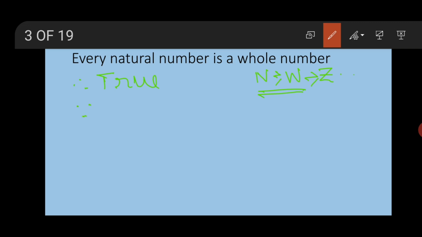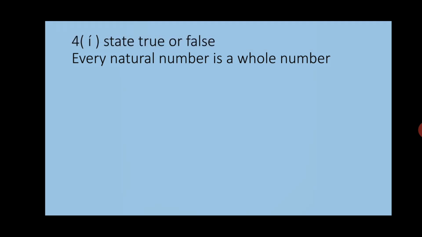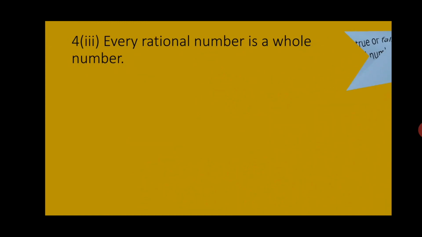The given statement is true because the reason is what? All natural numbers are whole numbers. But we know that every whole number may not be a natural number, because 0, a whole number, is not in natural numbers, right?